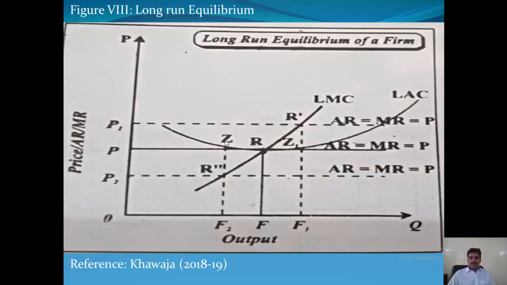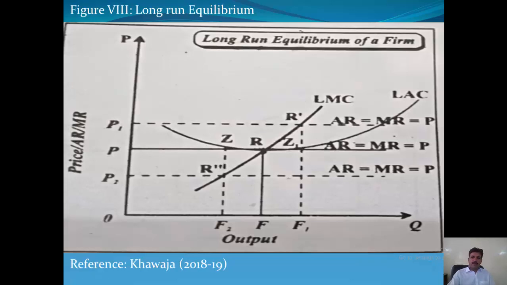Long run equilibrium of a firm. In the long run, we see in perfect competition, the firm will be earning normal profit. We see the long run marginal cost curve cuts the MR marginal revenue curve from below at point R. The long run average cost curve is tangent to this price line at R. So price and the cost are the same.